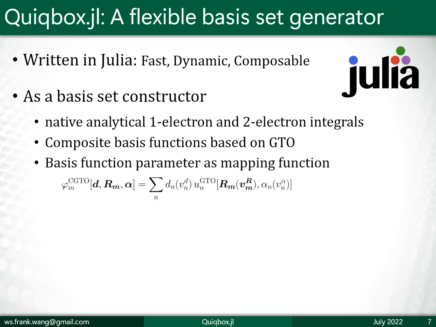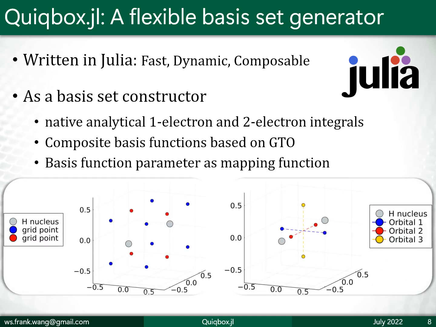Another unique feature of Quiqbox is that it allows basis function parameters to be mapping functions of more primitive variables. This means that not only the typical parameters of a contracted Gaussian-type orbital, such as contraction coefficients, center coordinates, and exponent coefficients, can be the parameters of a basis set, but some more underlying variables can also be the parameters. These flexible options of basis function construction allow the user to build more customized basis sets. For example, a grid-based basis set where the basis functions are located on fixed grid points, or a set of more delocalized orbitals while still obeying certain geometric conditions.